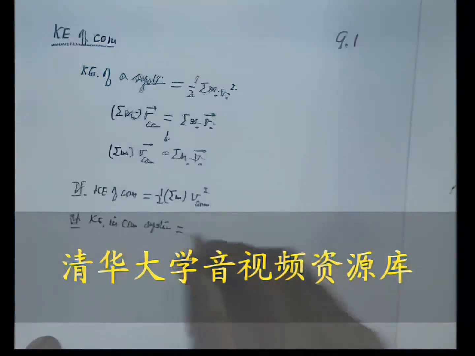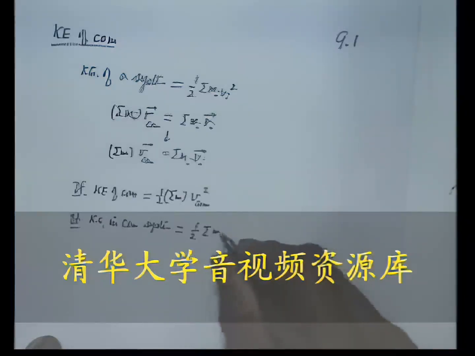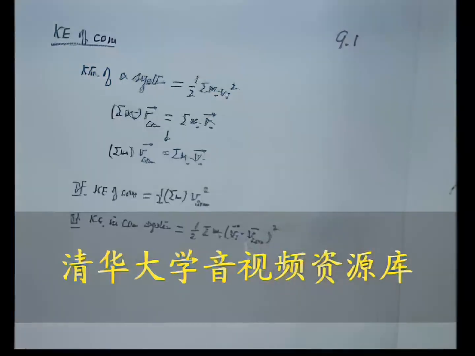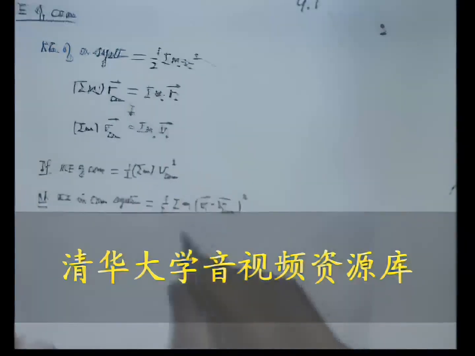It's 1/2 summation m_i times (v_i minus v center of mass) squared. This is the kinetic energy in the center of mass system. Does everybody understand this point? Every particle moves in the center of mass system with this velocity. So in the center of mass system you get this.